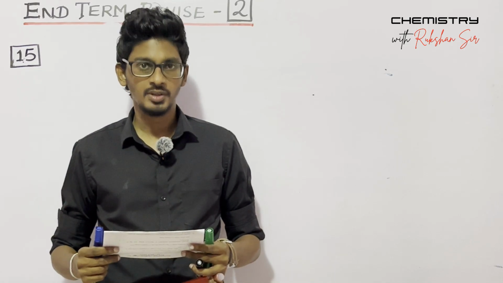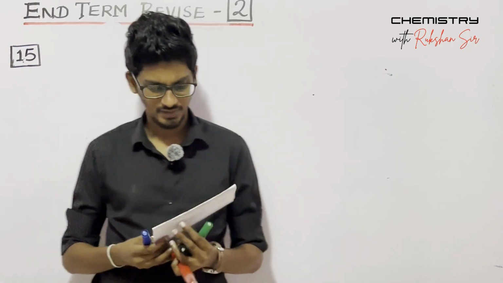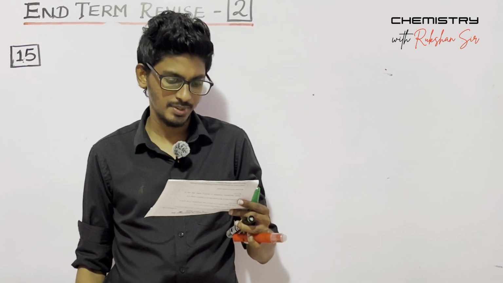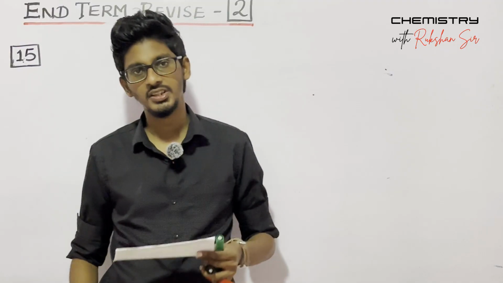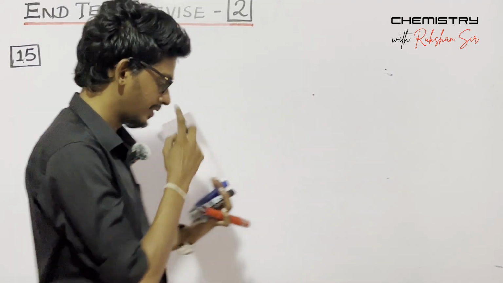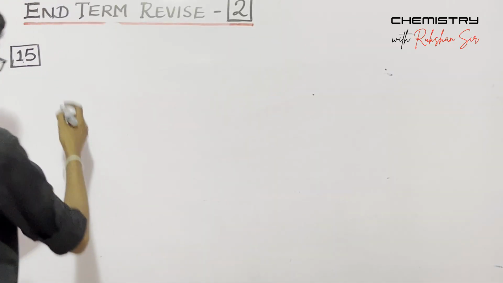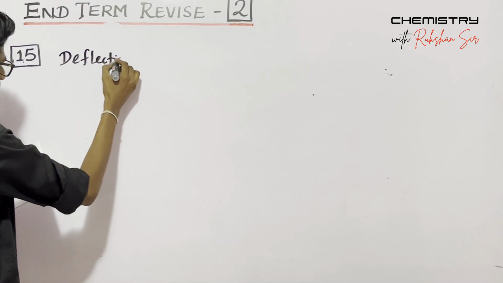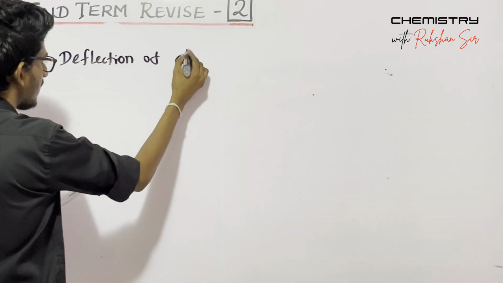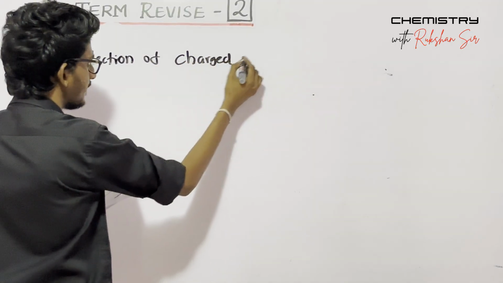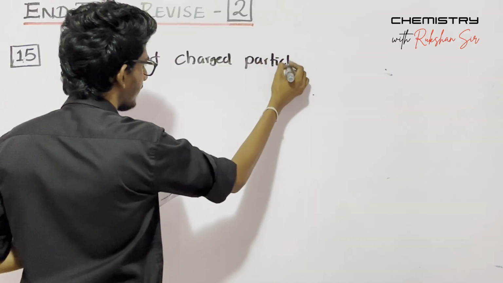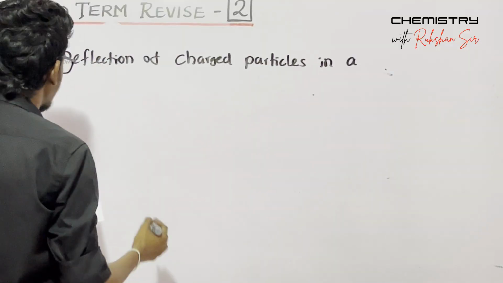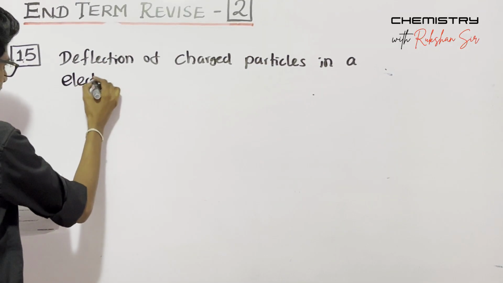Let's discuss statement number 15. See what they are saying. Deflection of Na plus ions in a magnetic field is greater than that of Ca2 plus. Right? This is about deflection of charged particles in an electromagnetic field.